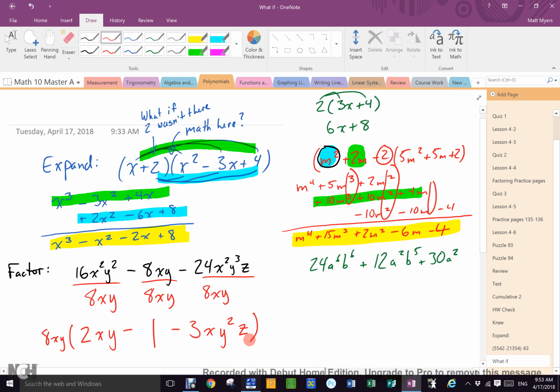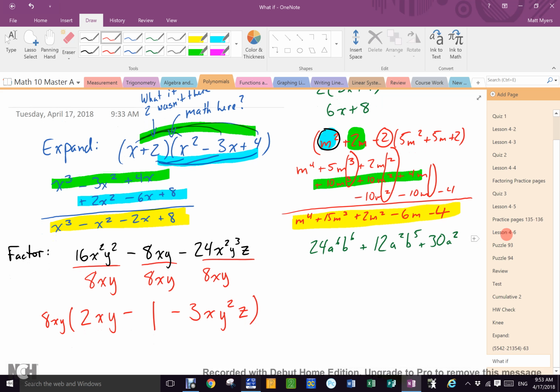And because this unit allows for this, more so than any other unit, I can just check. Is 8 times 2 16? Is x times x, x squared? Is y times y, y squared? I'm right. Is 8xy times 1 8xy? Yep. Is 8 times 3 24? Is x times x, x squared? Is y times y squared, y cubed? Is nothing times z, z? So we did it right. We can always check in this unit because we're either multiplying through or dividing backwards. So I can always reverse it at the end and make sure.